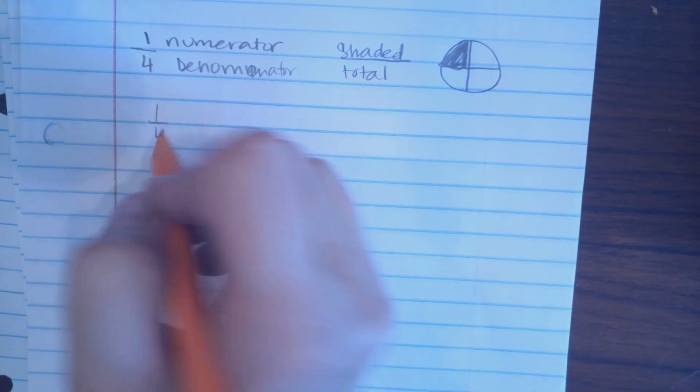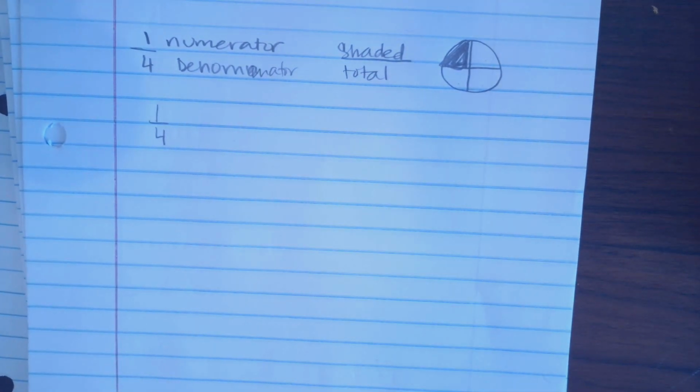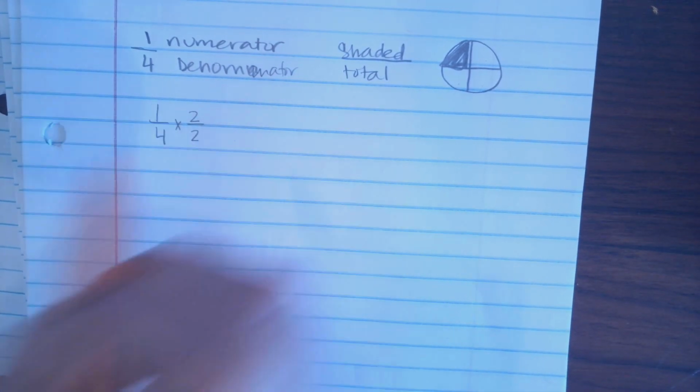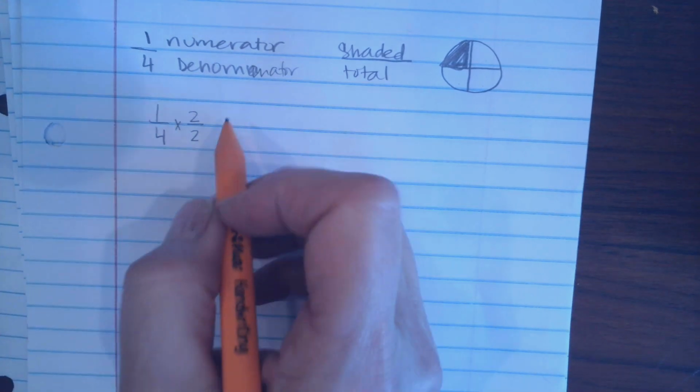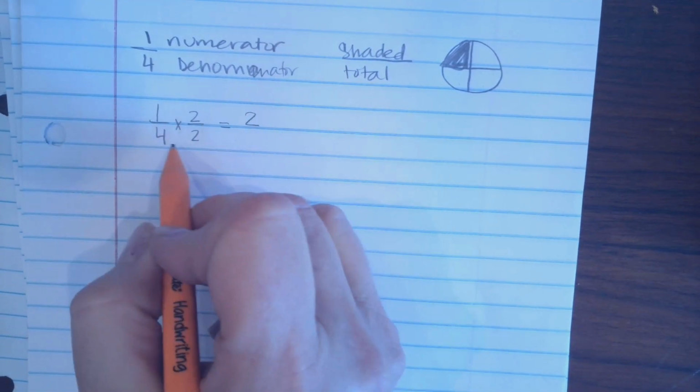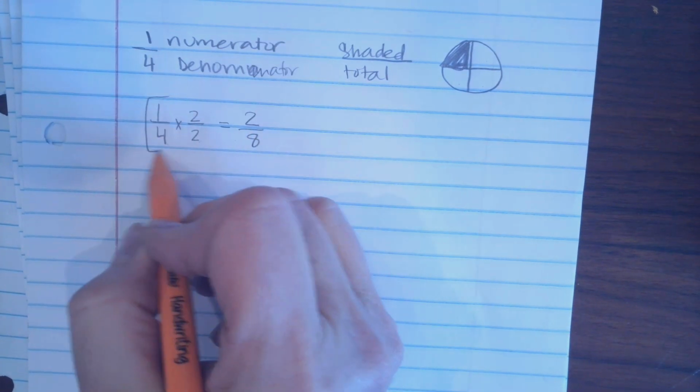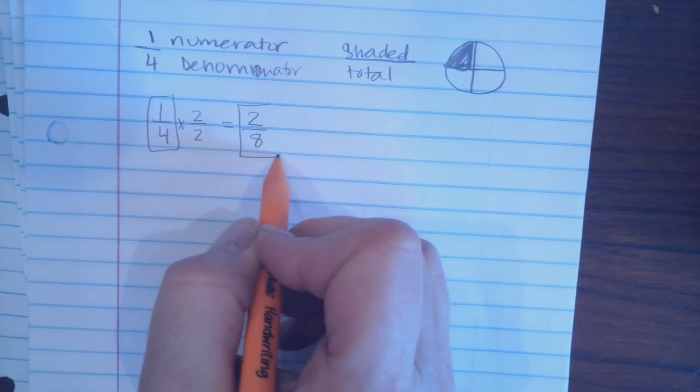To find an equivalent fraction, you do to the numerator what you do to the denominator. So if I multiply this by 2, I multiply this by 2 as well. 2 times 1 is 2. 4 times 2 is 8. So 1/4 is equivalent to 2/8.